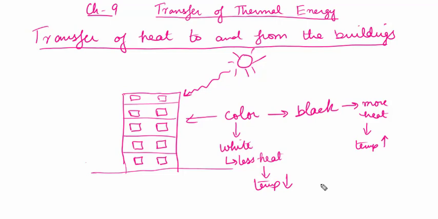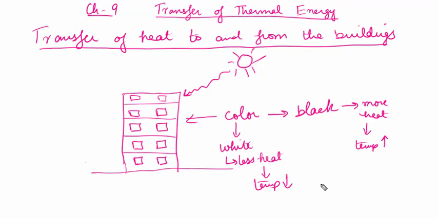Let's suppose the building is in an area which has a hot climate, like in the Middle East. Then it is preferred that the outside color of the building should be a shiny color, like silver, white or any bright color. And if the building is in some region where the temperature is usually less, then it is preferred to use dark colors, because the dark color could absorb more heat, so the inside of the building will remain warm. So this is how the heat is transferred to and from the building.